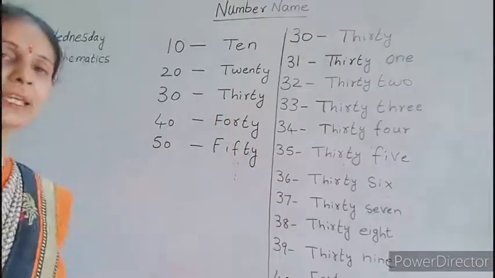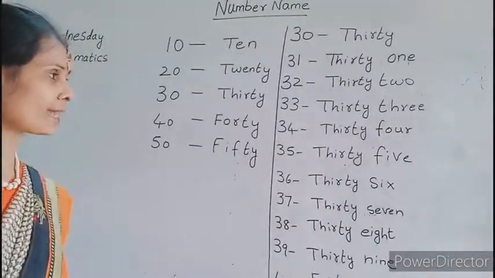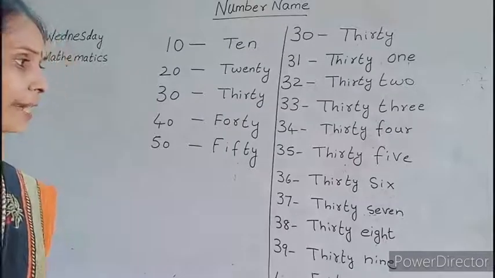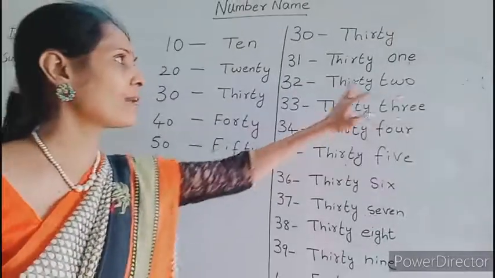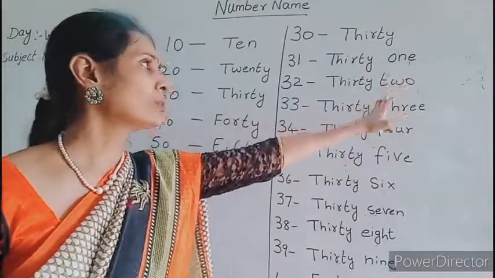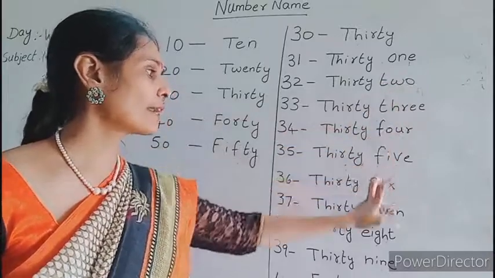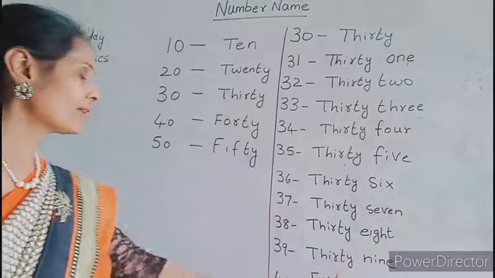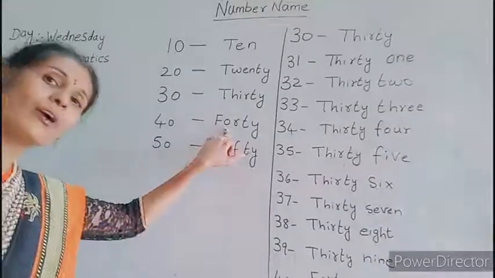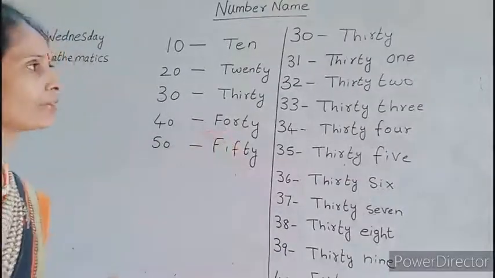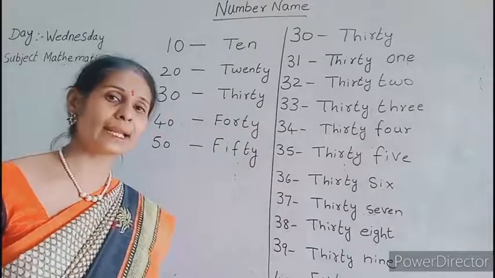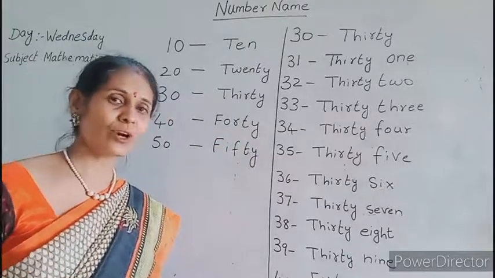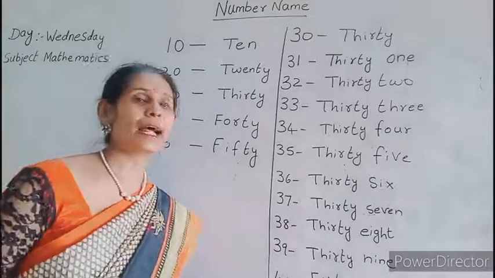F-O-R-T-Y, 40. It is very easy to learn, dear kids. Yes. First you have to write the spelling of 30, then you have to add 1, 2, 3, 4, 5, 6 up to 9. Then after 39 you will write the spelling of 40. Okay. I think you have understood how to write and read. Hope you have enjoyed. Okay.